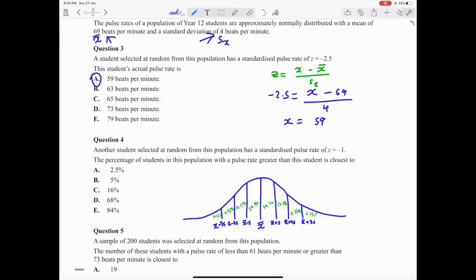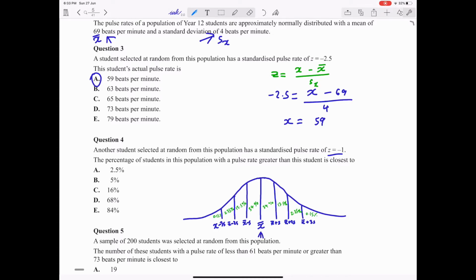Question 4, another student selected at random from this population has a standardized pulse rate of Z equals negative 1. The percentage of students in this population with a pulse rate greater than this student is closest to... So we know that the Z score is negative 1. Basically, this suggests that the student's pulse rate is one standard deviation below the mean.